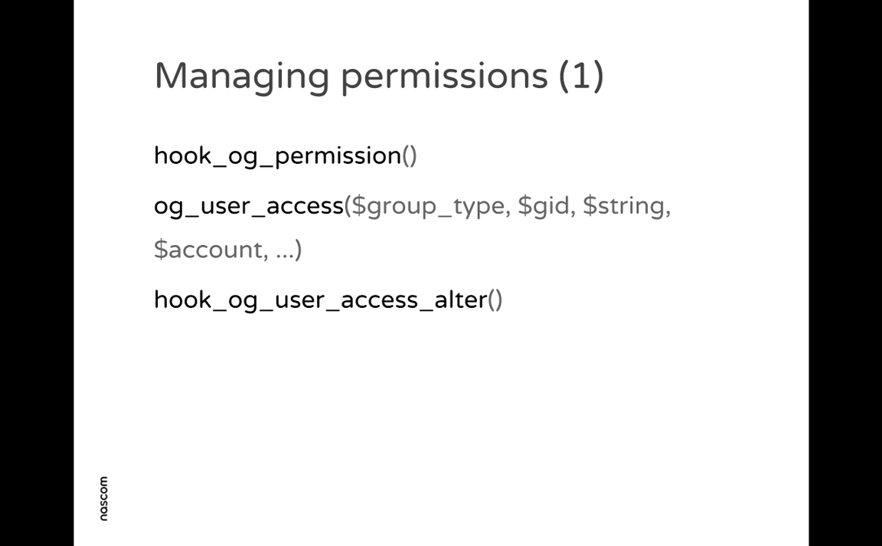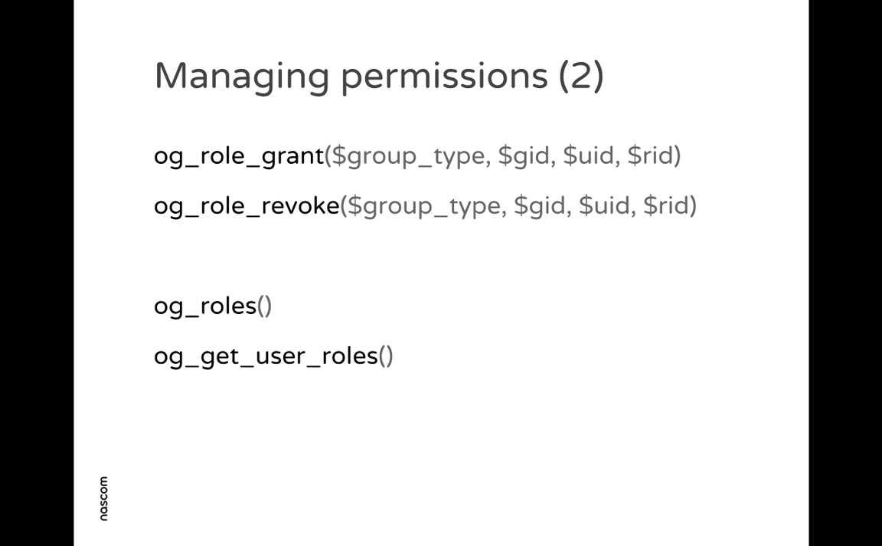Same goes for managing permissions. I mentioned earlier that Organic Groups has its own permission system, so it also provides its own hook permission, the hook OG permission, which is similar to the one provided by Core. It has an extra parameter, I believe, to define if the permission is available for non-members or not, something like that. And then it also has its own user access callback, which will check if a user has a permission within a certain group. It all makes a lot of sense. It's just nice to know that it all exists.